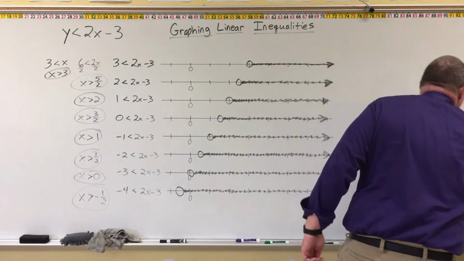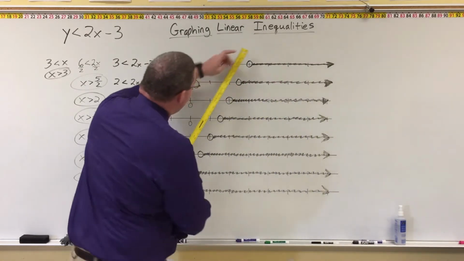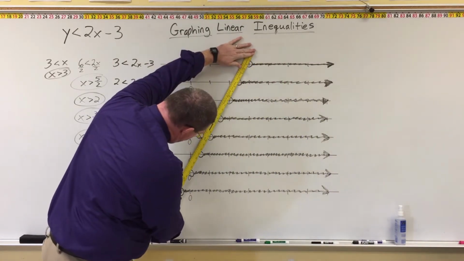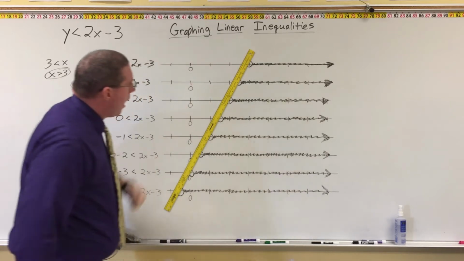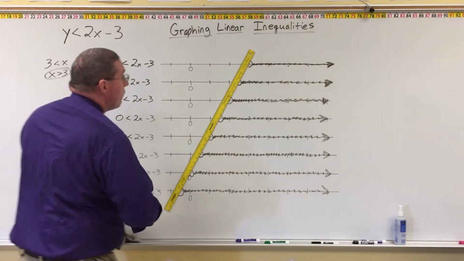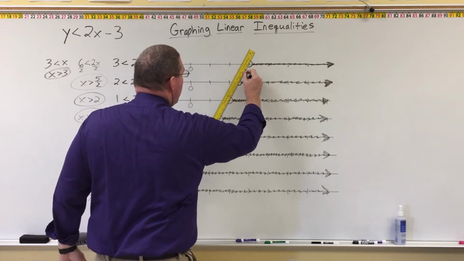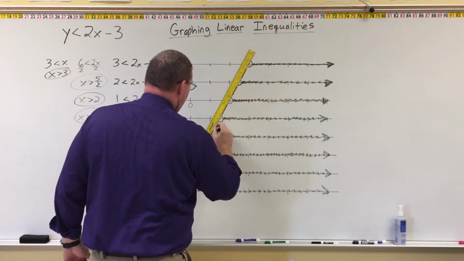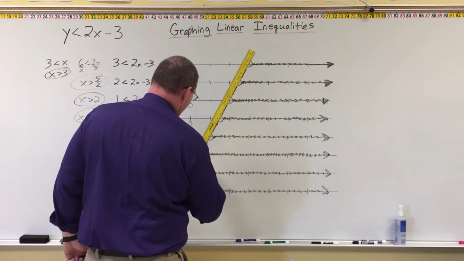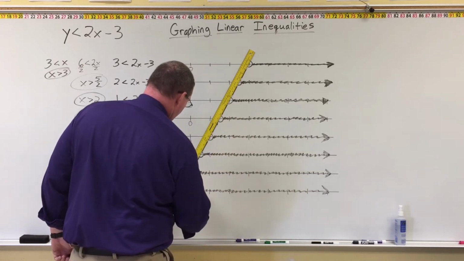See this? If I take this ruler right here and I place it here, isn't it interesting that all of our circles are lined up on a diagonal? In fact, we could impose a line in here sort of connecting all of these open circles.